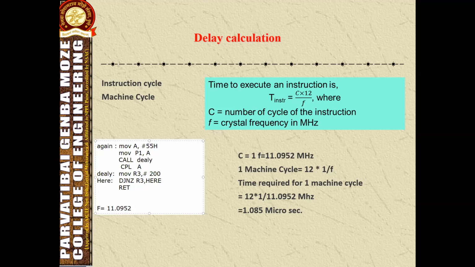This is the crystal frequency, which generates clock pulses. The program executes at these clock pulses. So we have to calculate what amount of delay is provided, or what amount of time is taken for executing the instructions from this to here.